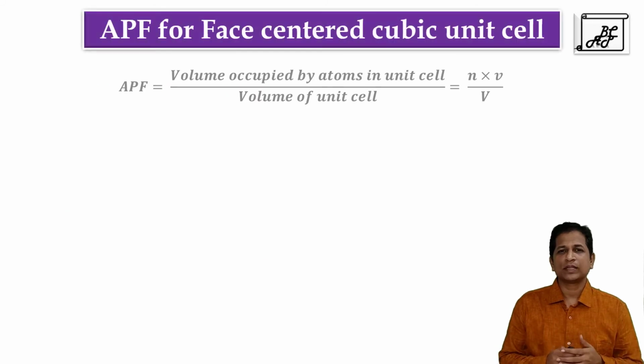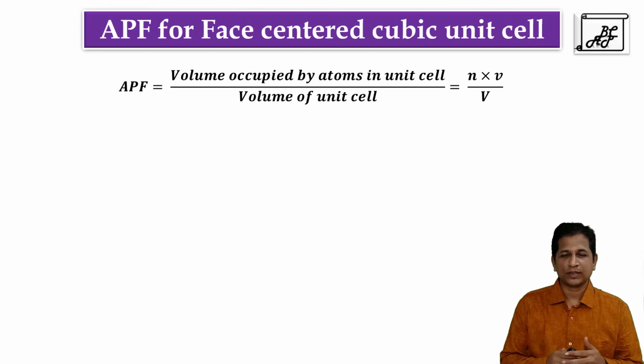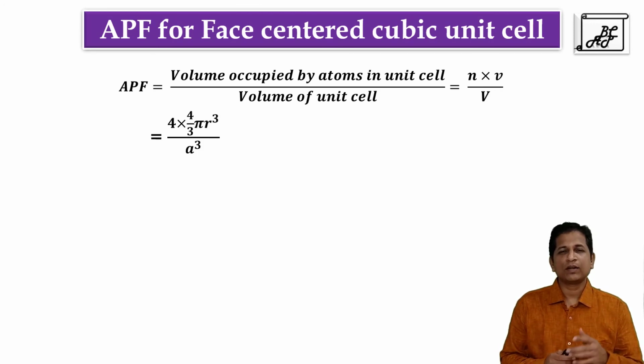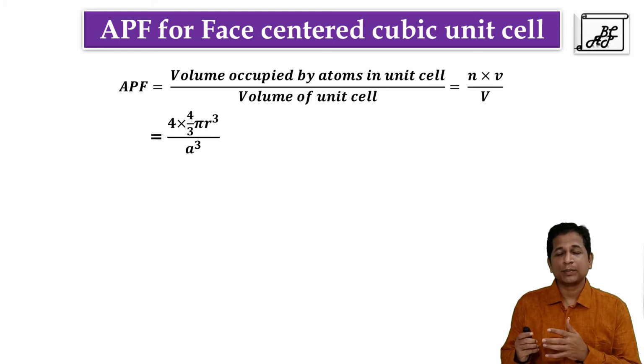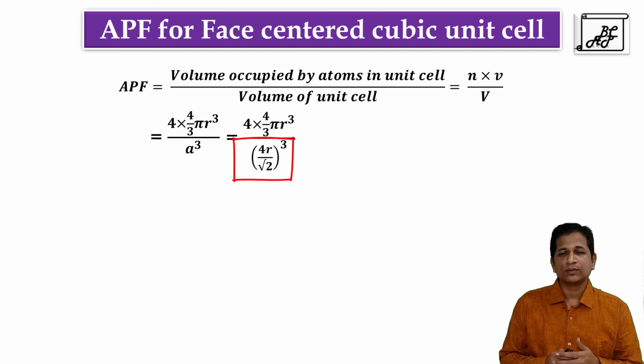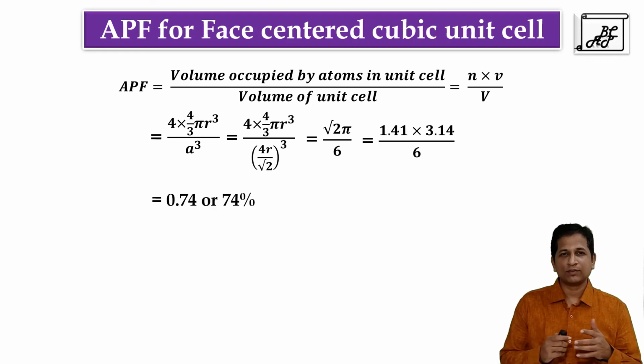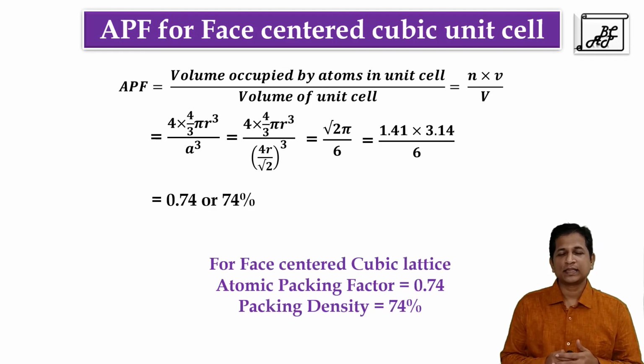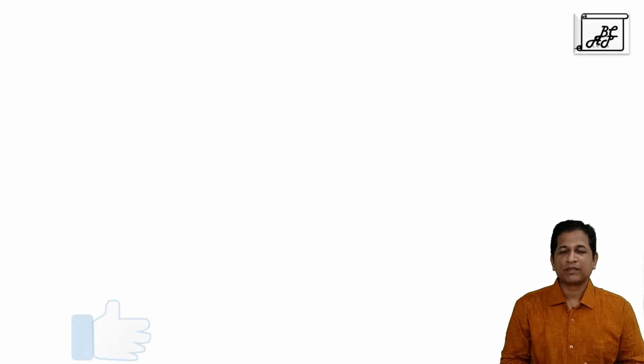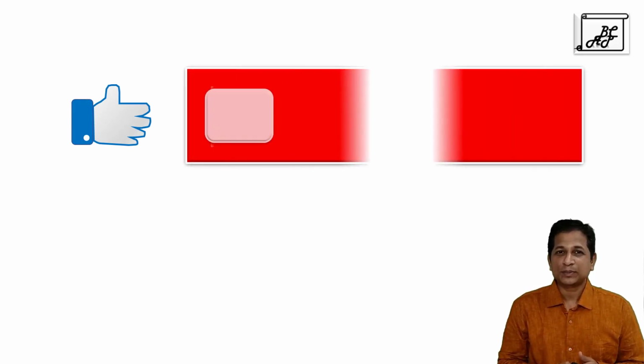Let's put all these values into the formula of atomic packing factor, which is volume of atoms upon volume of unit cell. When we put all these values, we have to substitute one relation, that is the relation between lattice constant and nearest neighbor distance. When we do this and do the calculation, the final value comes out to be 0.74 or 74%. Hence, in case of face-centered cubic unit cell, atomic packing factor is 0.74 and packing efficiency or packing density or packing fraction is 74%.